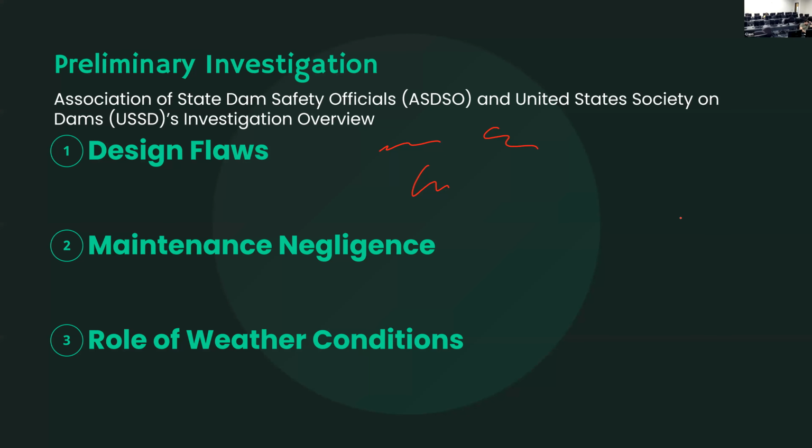For this reason, the Association of State Dam Safety Officials and the United States Society on Dams made a joint committee to investigate this incident, and they filed about a 648-page report, I think. But the main summary was that there are three flaws. One was design flaw, second was maintenance flaw, and third was the role of weather condition.